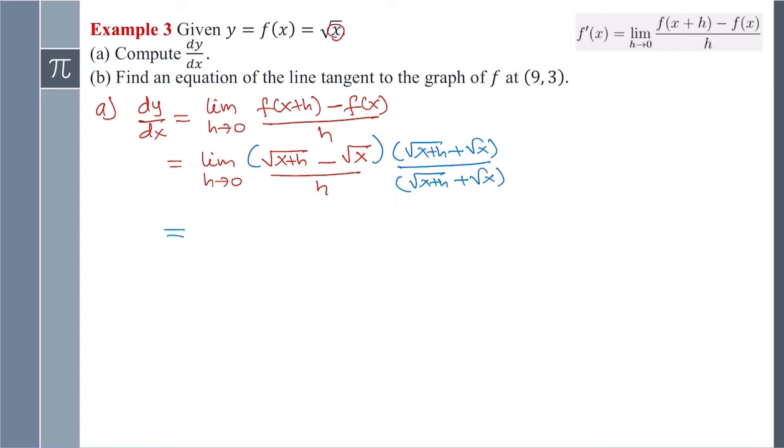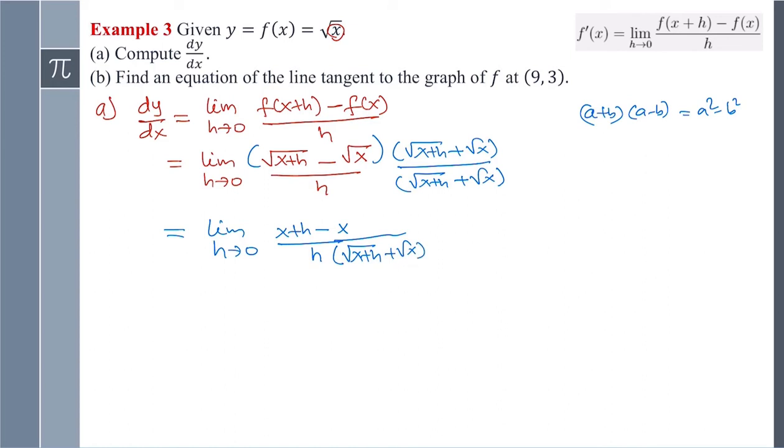Now, when we do the multiplication, limit as h approaches 0. Remember, when we multiply by the conjugate, if we do a plus b times a minus b, we get a squared minus b squared. So square root of x plus h squared is just x plus h, minus square root of x squared is just x, divided by h. Sorry, we are missing this factor: h times square root of x plus h plus square root of x.